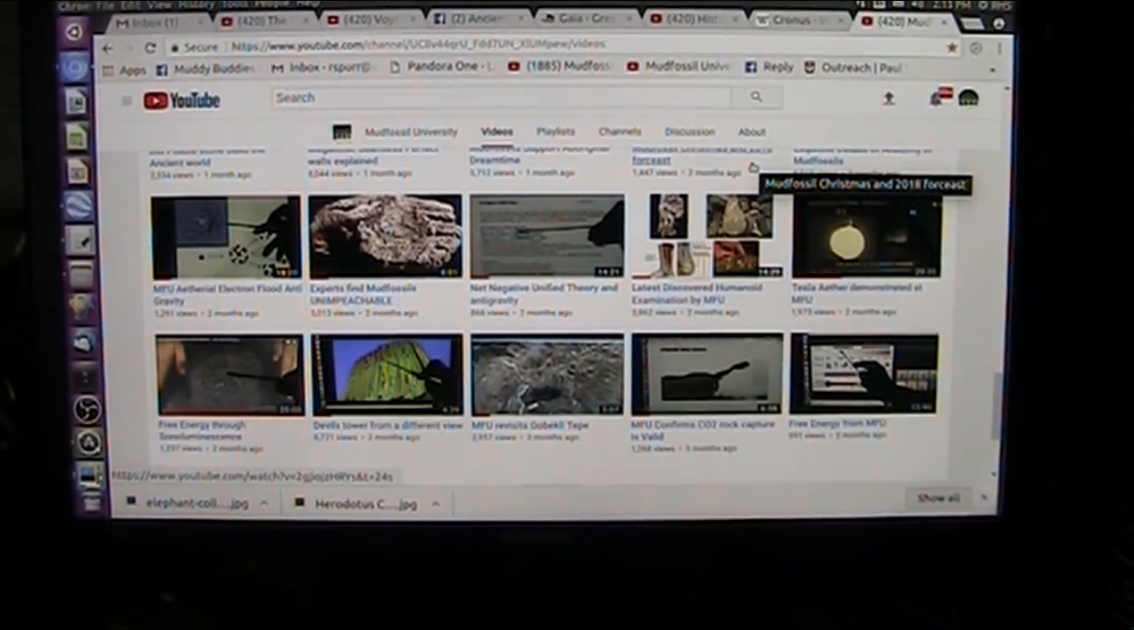It's a tricky thing if you don't understand chemistry. It really is. But chemistry is very simple to understand. I show this stuff over and over, and I try to make it simple, but I hope you find something in it. And here's one on the latest discovered humanoid, examined by Mudfossil University. So there's a lot to look at here.